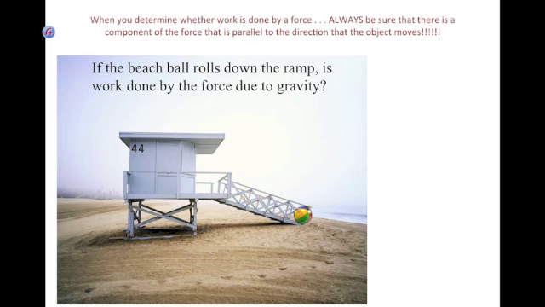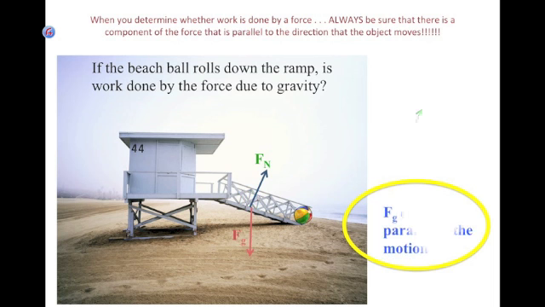it rolls down, so we have motion. This is what the force diagram looks like for the beach ball. We have a force down, Fg. We have a normal force up, Fn. Well, we need to look for a force that's parallel to the motion, so parallel to the ramp that it moves down. So let's look at how we're going to come up with that force.